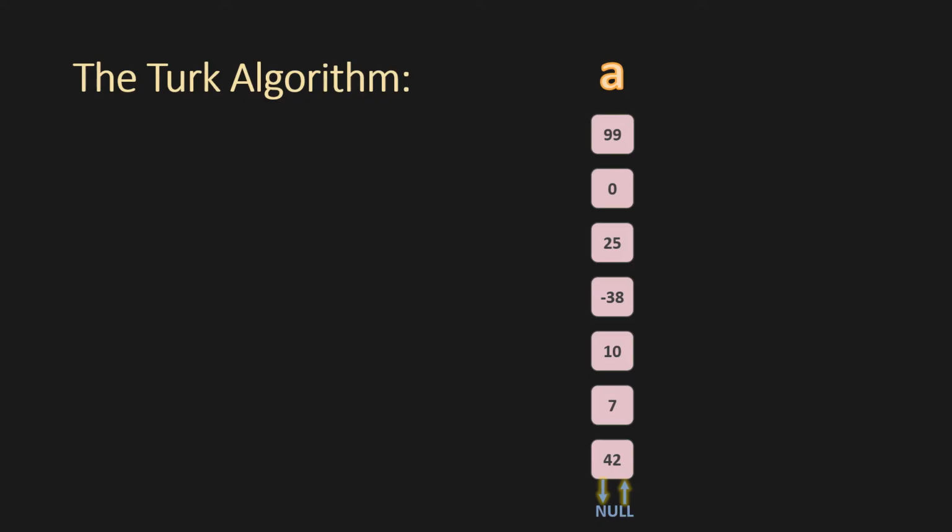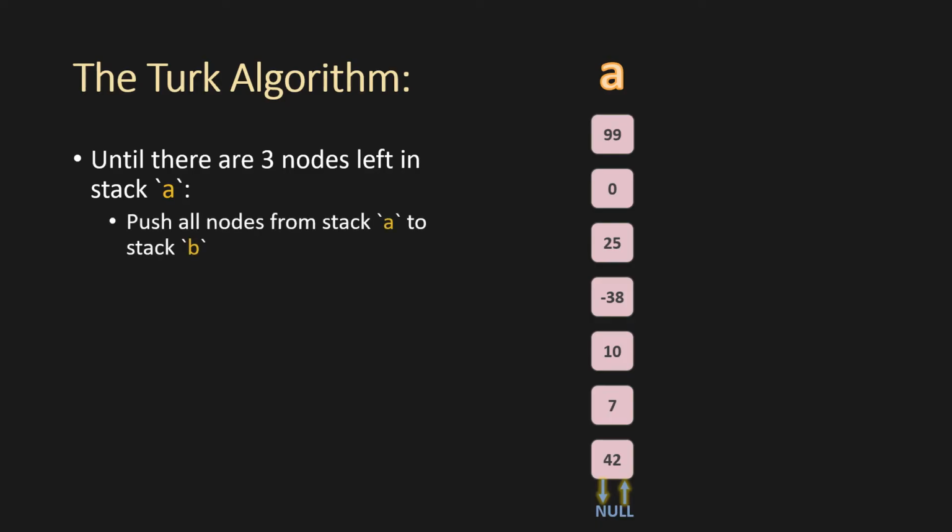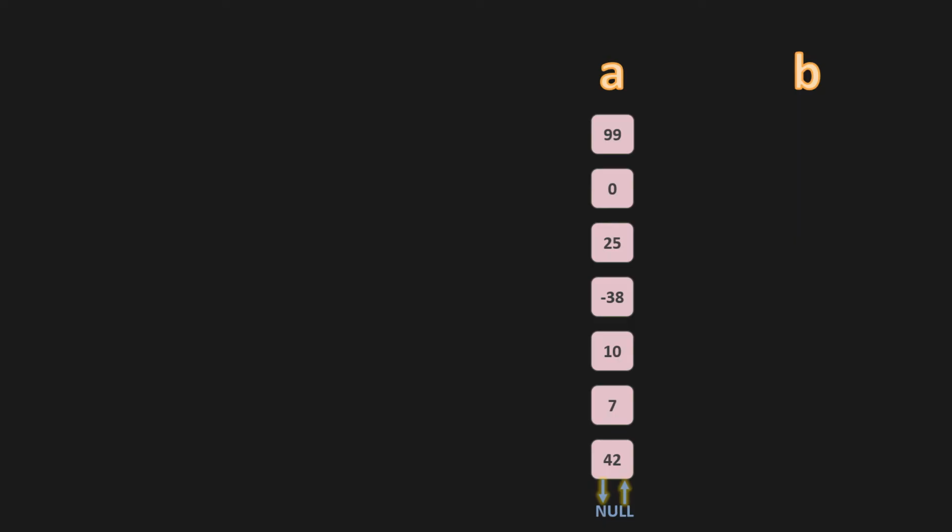What this algorithm does is it pushes the nodes from stack A to stack B until there are only 3 left in stack A. However, each time an A node is pushed to stack B, it sorts the nodes in stack B at the same time and in descending order. Let's take a closer look at what happens step by step.